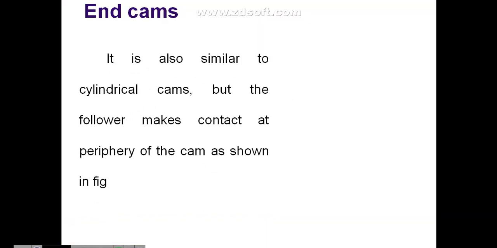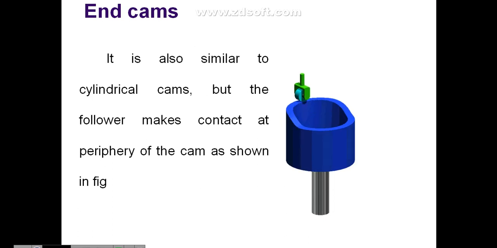Then coming to the last one, the end cam. It is similar to a cylindrical cam, but the arrangement has a unique point of contact. You have seen in the picture a cam which has a unique periphery at the top. A roller follower is suspended over that periphery. When the cam rotates, the follower is going to move up and down.